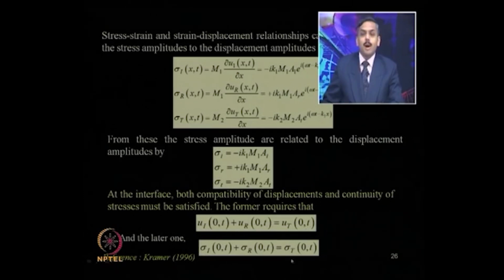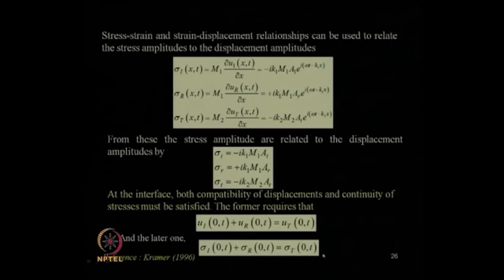Similarly, the stress boundary condition also has to be satisfied at the x equals 0 point, because that is the boundary. So, at x equals 0, the incident wave stress plus the reflected wave stress should be equal to the transmitted wave stress. Okay? So, with this we have come to the end of today's lecture. We will continue further in the next lecture.